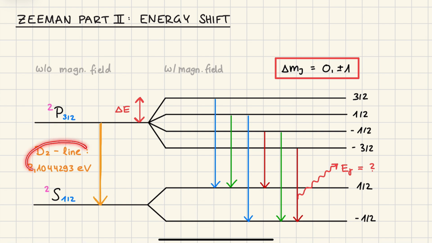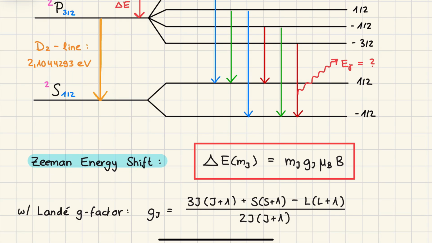So if we have the sodium D2 line without any Zeeman splitting given, and we are asked to calculate the energy difference between these two levels, we can simply take this value, add the Zeeman energy shift of this level, because it makes the difference larger, and subtract the Zeeman energy shift of this level, because it makes the difference smaller. The formula for the Zeeman energy shift is this one right here.